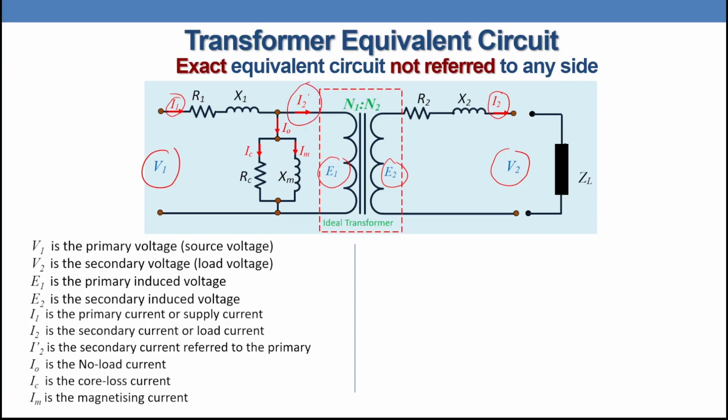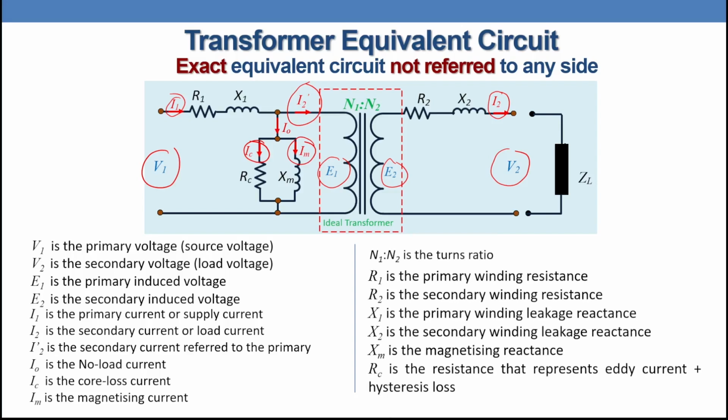What about this current? The new current here is called I2 dash. That one is the image of the secondary current in the primary side. We are going to cover that one in detail in the next video. I0 is the no load current, the current taken from the source if the transformer is running at no load. And that one equals the vectorial sum of the core current and magnetizing current, where I core is the current in this resistance and Im is the current in this reactance. N1 to N2 is the turns ratio.